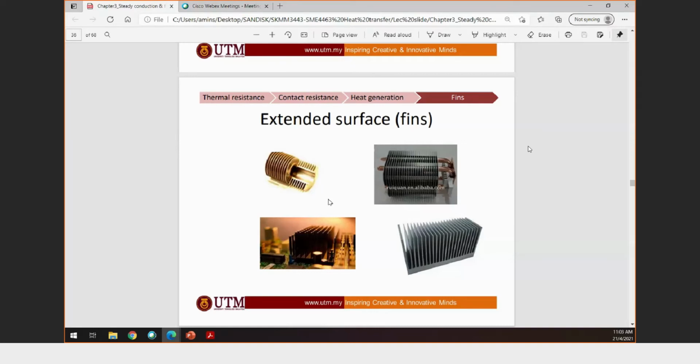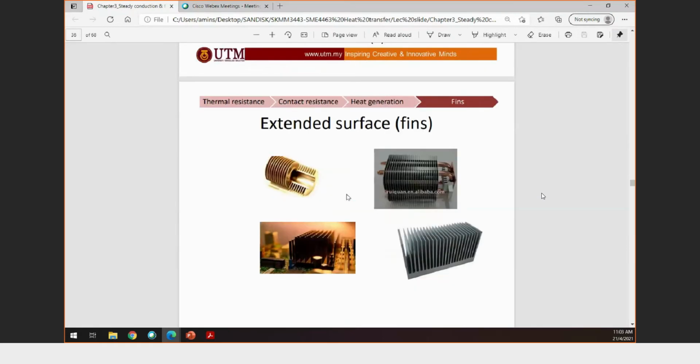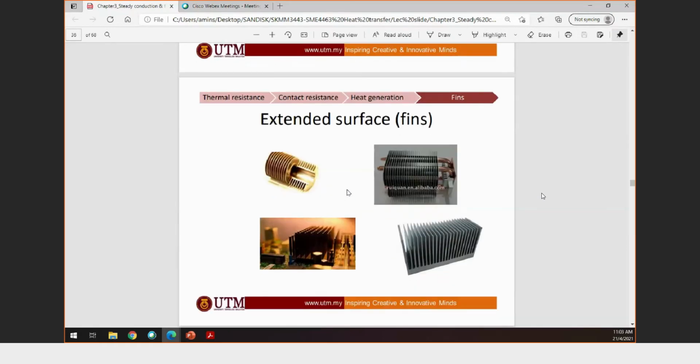Extended surface. We call it extended surface. So if you go to the textbook, I think the subtopic under this one is called heat transfer from thin surface. So another word is extended surface. Extended surface actually means fins.